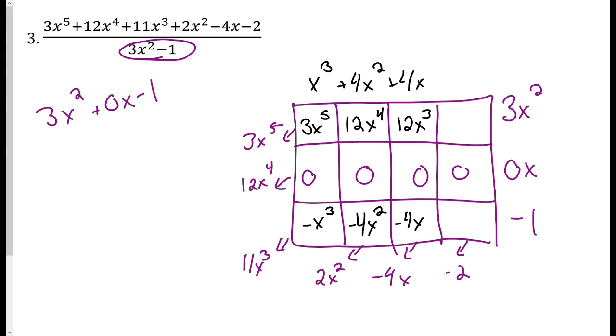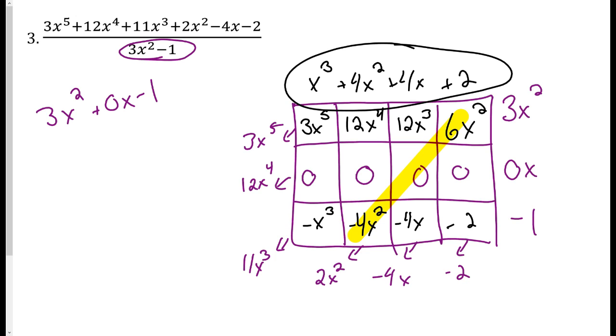From this diagonal, I need to get a 2x squared out, but I have a minus 4x squared. So what plus negative 4x squared gives me 2x squared? I'm going to need a 6x squared up there. What times 3x squared gives me 6x squared? Plus 2. Multiply through. I got negative 2 as I wanted. So the quotient is x cubed plus 4x squared plus 4x plus 2.